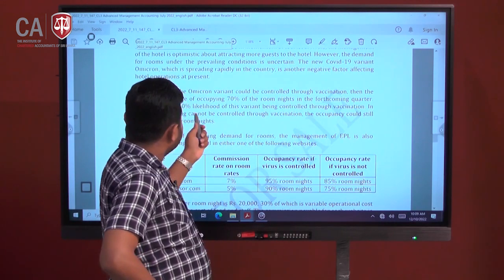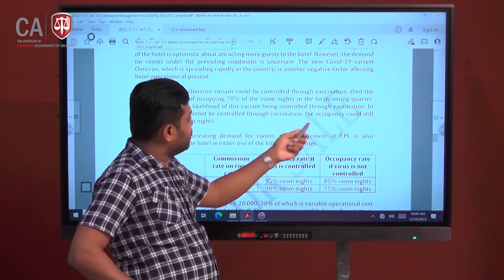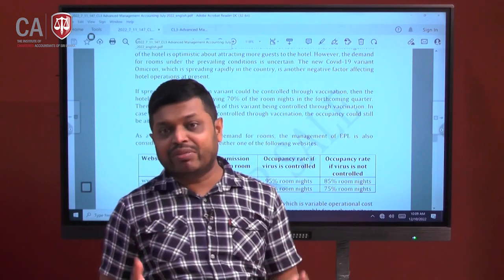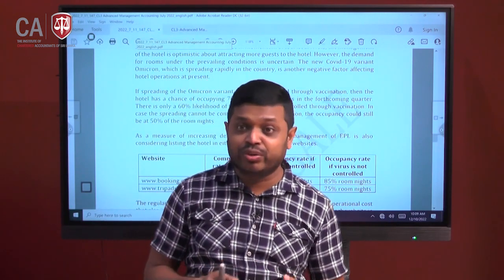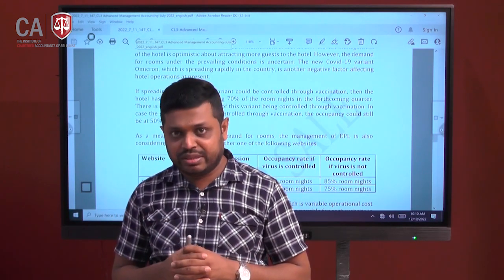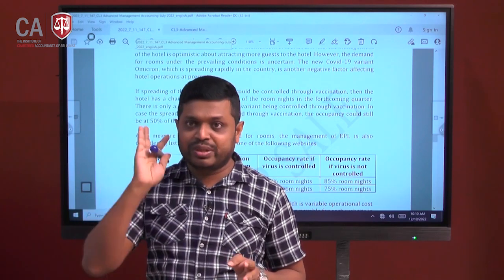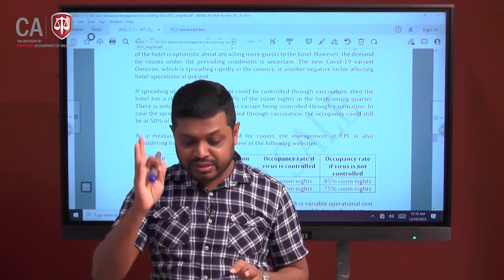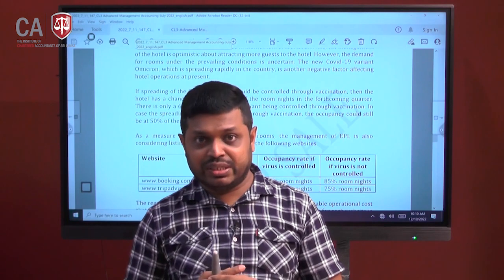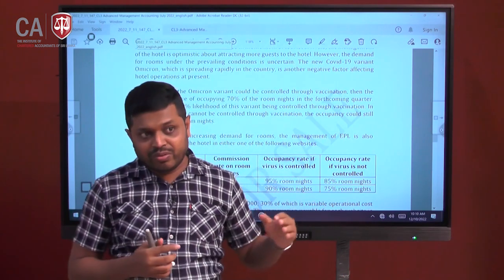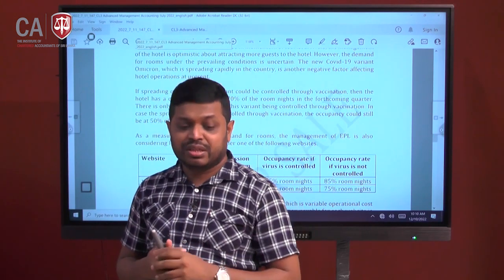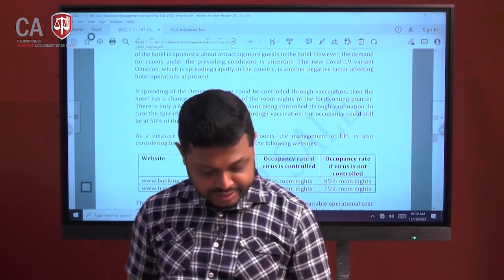In the case spreading cannot be controlled through vaccination, the occupancy could still be at 50% of the room nights. If the government fails to control the Omicron virus, the occupancy rate will remain at 50%. If the virus is controlled, occupancy will be 70%. If the virus is not controlled, occupancy will be 50%. There is a 60% chance the virus is controlled, and a 40% chance the virus is not controlled.